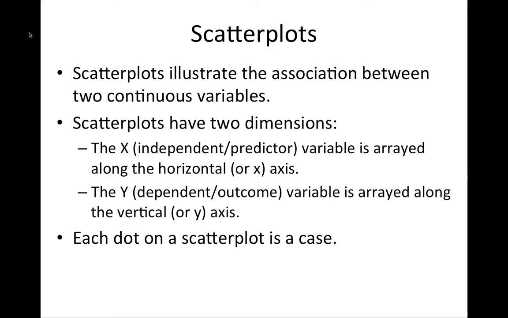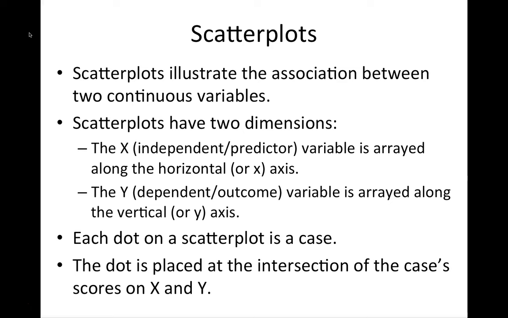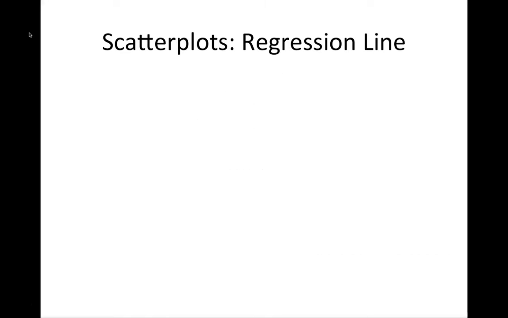And so each dot on a scatter plot is a case, is a person. And the dot is placed at the intersection of that case's scores on x and y. I'll show you a picture of this in a second. And in most scatter plots, what we want to do is try and fit a regression line. And we'll learn more about regression in Module 10. I'll give you a brief intro to help you understand the regression line.